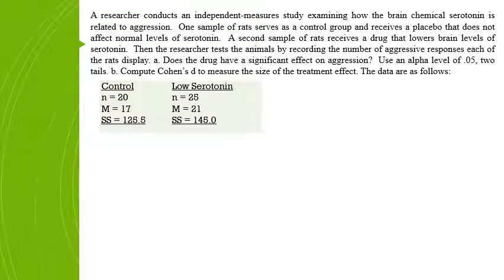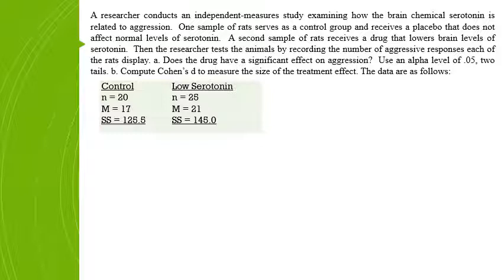All right, let's look at the next problem. So we have an independent measures study looking at how the brain chemical serotonin is related to aggression. So you have the sample of rats that's the control group. They receive a placebo, meaning it's really nothing, doesn't affect anything at all. The second sample receives a drug that lowers brain levels of serotonin. And then they test the animals by recording the number of aggressive responses.